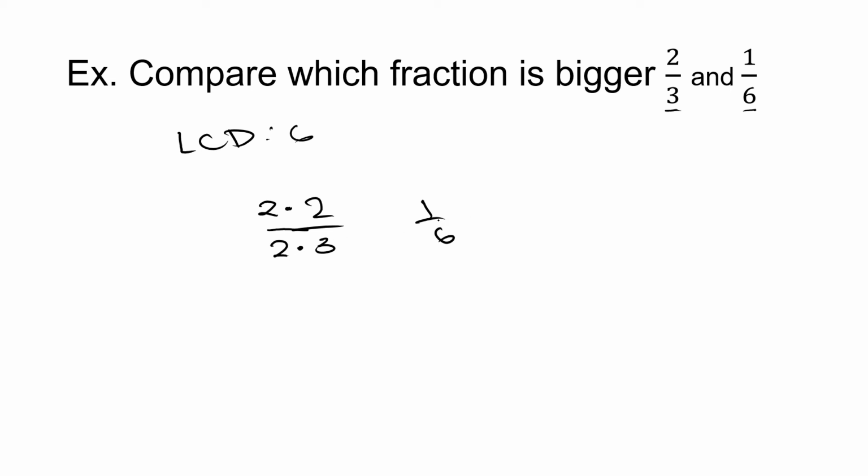Now let's talk about 1/6. What number do we multiply to 6 to get to 6? 1. So we also multiply the top with 1. Now multiply accordingly. 2 times 2 is 4. 2 times 3 is 6. And this is just 1/6. And as you can see, 4/6 is bigger than 1/6 because 4 is bigger than 1.